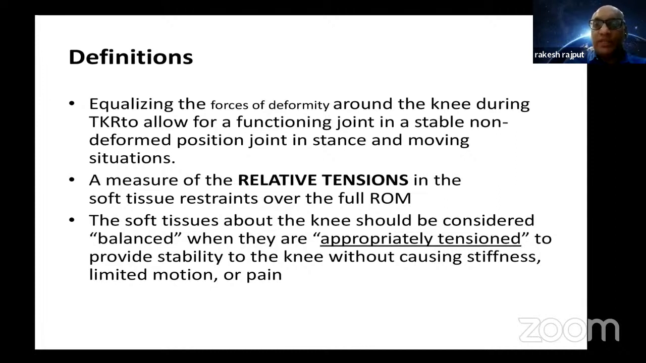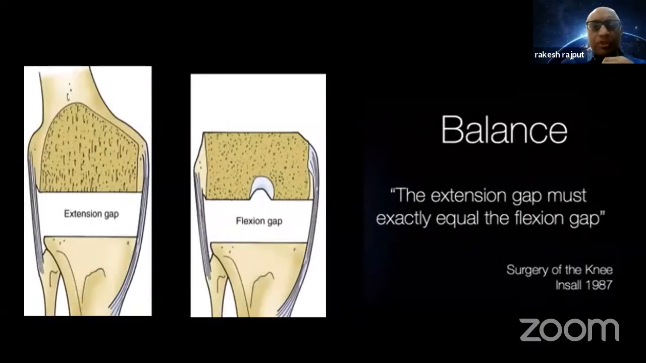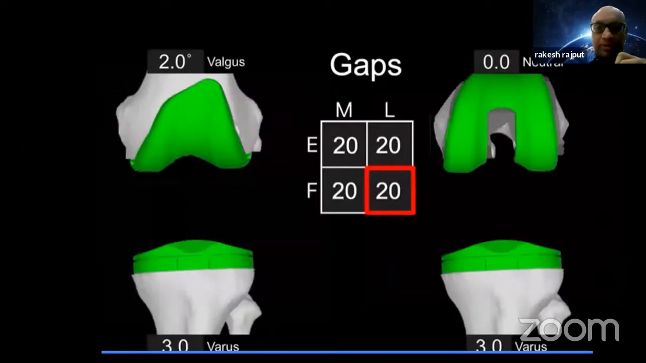Now, how that translates into your operation is a bit debatable. So Rajeev showed you very nice slides that if you have a rectangular gap in extension and in flexion, everything should be very hunky-dory. I wish that was true, but it still doesn't always happen like that. So where is the answer? Where are we still not able to equate that?